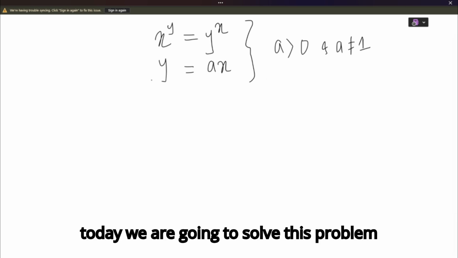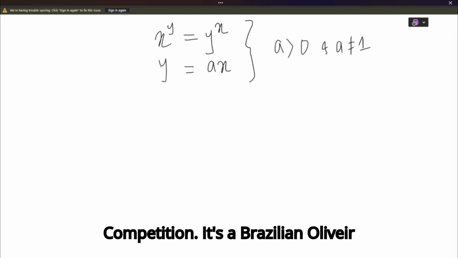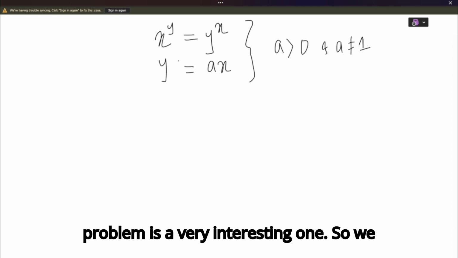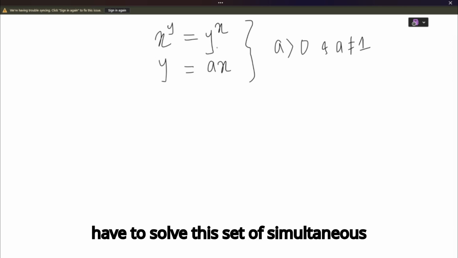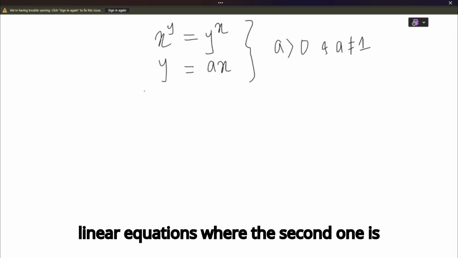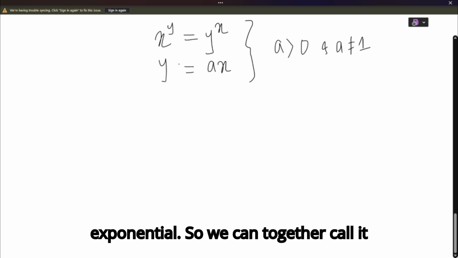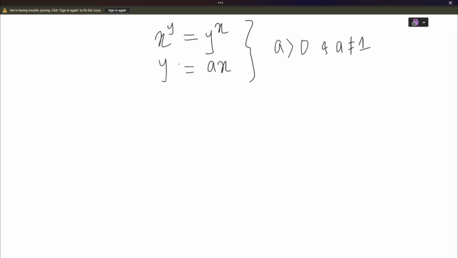So today we are going to solve this problem from the Brazilian mathematical competition. It's a Brazilian Olympiad that was conducted back in 1997, but the problem is a very interesting one. So we have to solve this set of simultaneous equations, where the second one is linear and the first one is exponential. So we can together call it a linear exponential equation set.